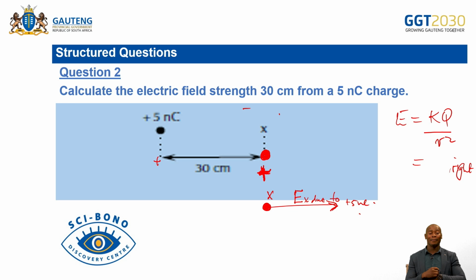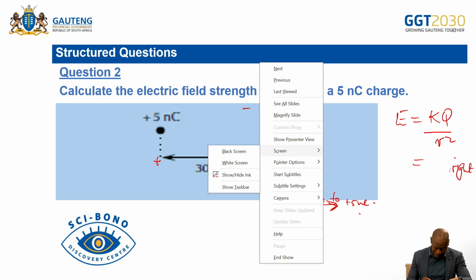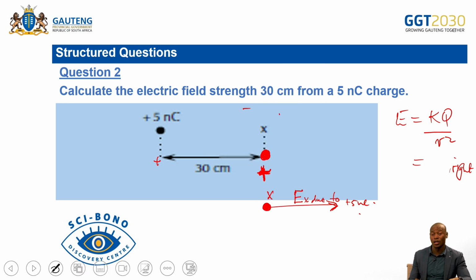So what I'm encouraging here, learners, is to start by drawing a vector diagram. Okay? Draw a vector diagram. In that way, you'll be able to give the direction of the electric field at a point. So the electric field exerted by what? By positive 5 nanocoulombs on X. Obviously, the direction will be toward the right, right? So let's check this side.